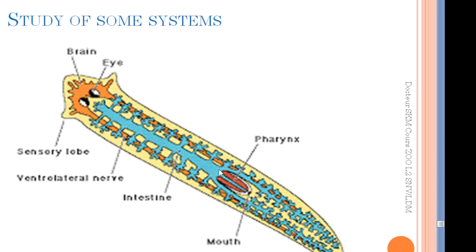Ok, donc ici vous pouvez voir le système digestif. Donc, on va commencer par la bouche. La bouche s'aligne avec un pharynx. Et ensuite, le pharynx est en relation avec les intestins. Et les intestins représentent une forte ramification sur tout le corps pour alimenter les cellules. Et dans ce cas-là, les cellules sont en contact direct avec les aliments parce qu'il n'y a pas de système circulatoire. D'accord?